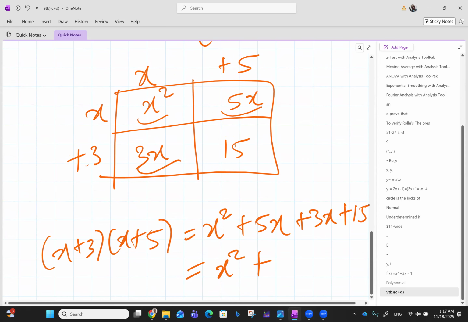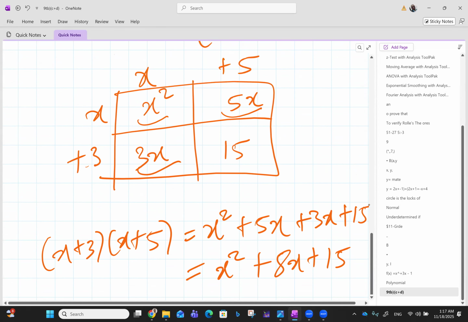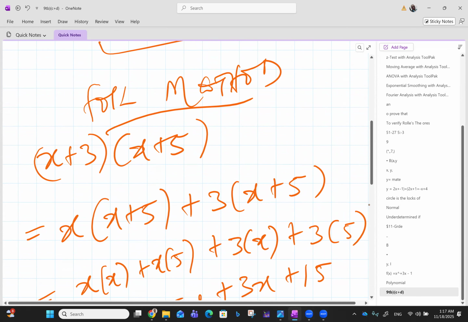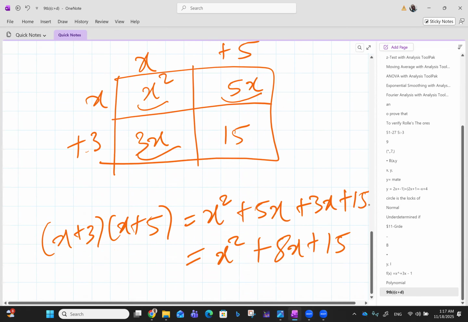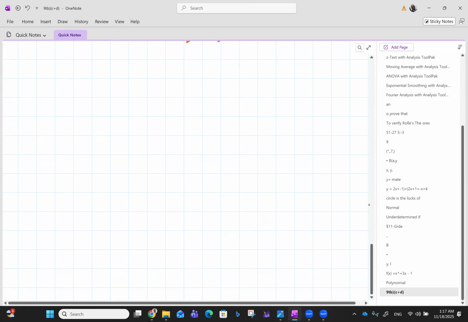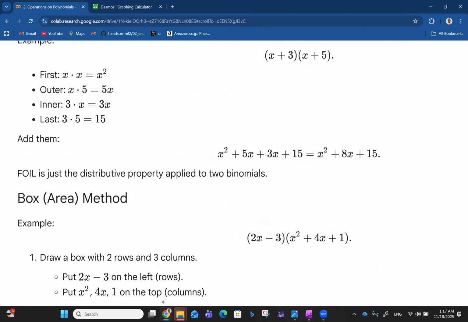But this one is more visually helpful. So you have the usual x squared plus 8x plus 15. It's visually more helpful than the FOIL method. The FOIL method is still simple, but with this one you can see what you're doing. You just choose your method, but it helps a little bit more to see what you're doing straight off.